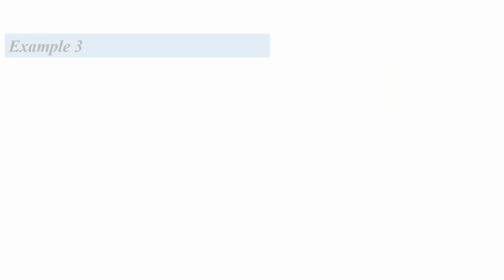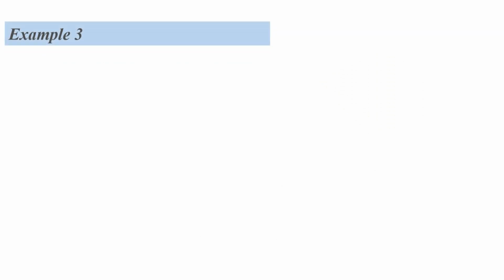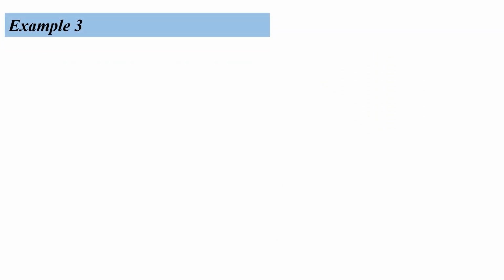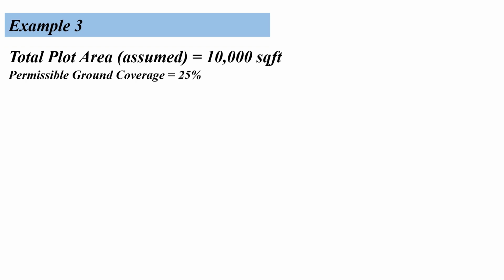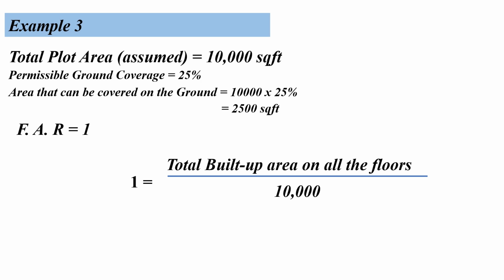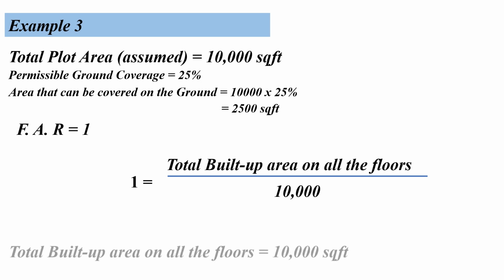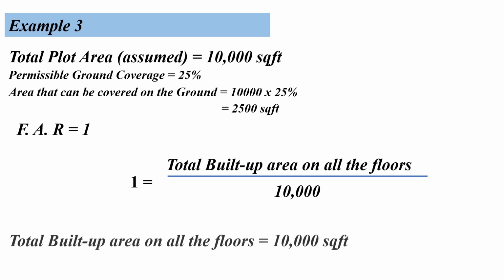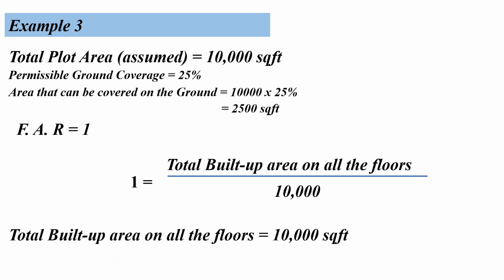Another example we will take in which FAR is 1, and by putting the values in the formula, we get the total built up area on all the floors equal to 10,000 square feet. As you can see, now we can build 4 floors with 2,500 square feet on each floor.